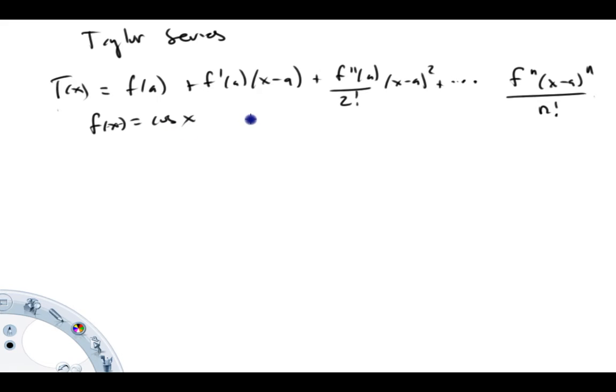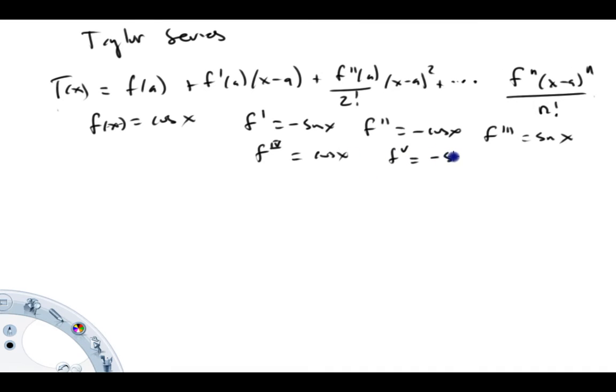So if f is cosine x, f prime is minus sine x, f double prime is going to be minus cosine x, coming from the derivative of sine is cosine, but there's a minus sign in front of it. F triple prime is going to be the derivative of this thing, which is going to be positive sine x. Let me get a couple more here. F to the fourth is going to be the derivative of sine, which is cosine. And then f to the fifth is going to be the derivative of cosine, which is minus sine, and so forth.